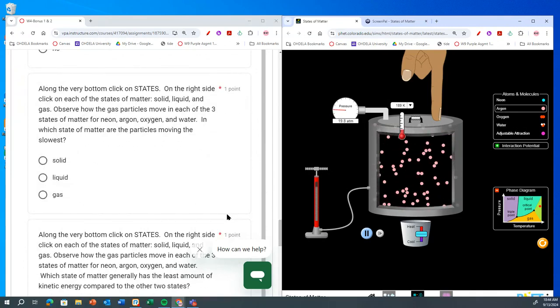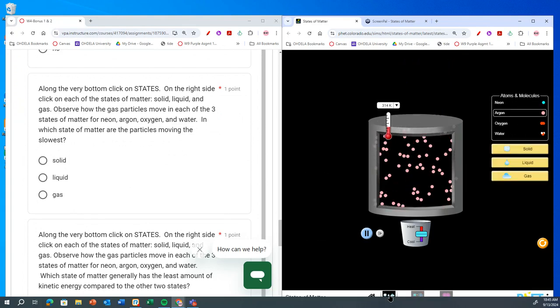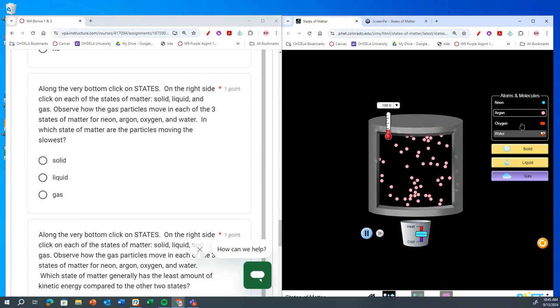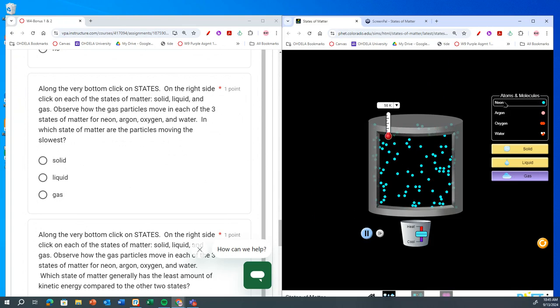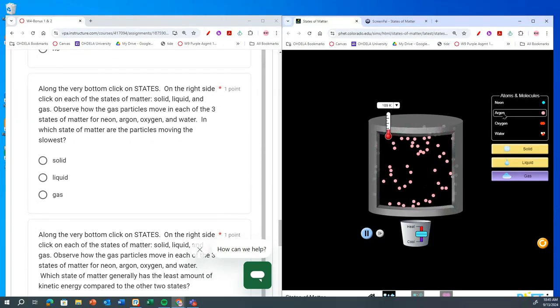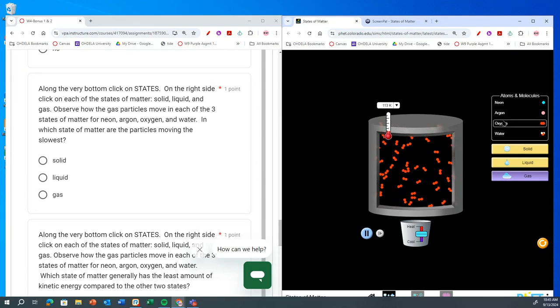Along the very bottom, click on the states. Okay, so we're going to go back here. All right, so observe how gas particles move. Okay, solid, liquid, and gas. Observe how the gas particles move in each of the three states of matter. Neon, argon, oxygen, and water.